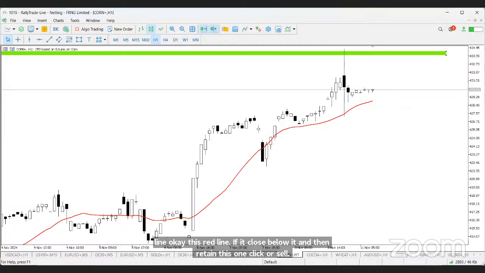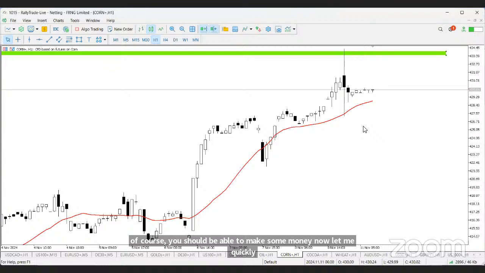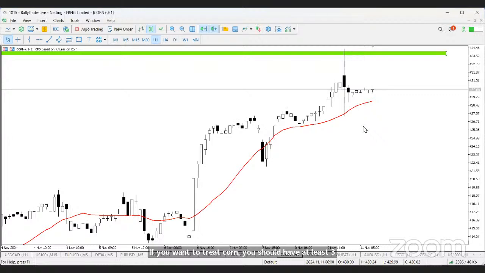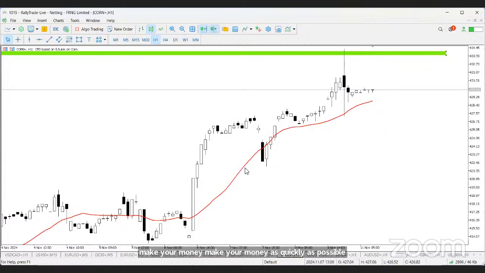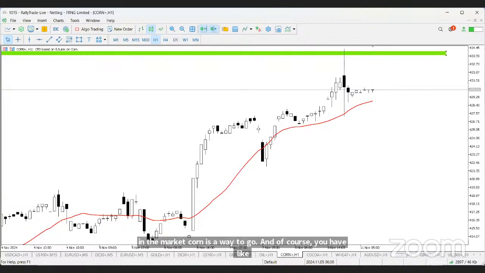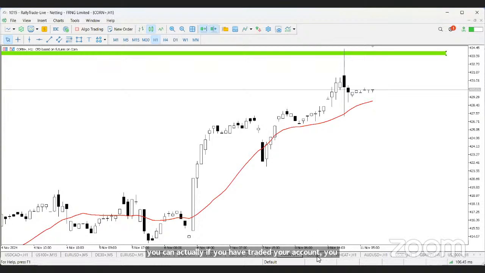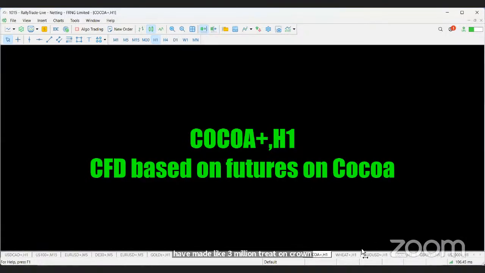Now, let me quickly warn you. If you want to trade corn, you should have at least 3 million in your account. So if you're a VIP, you want to quickly make your money as quickly as possible in the market. Corn is the way to go. And of course, if you have traded your account, you have made like 3 million, trade on corn, you make money. So that's for corn.